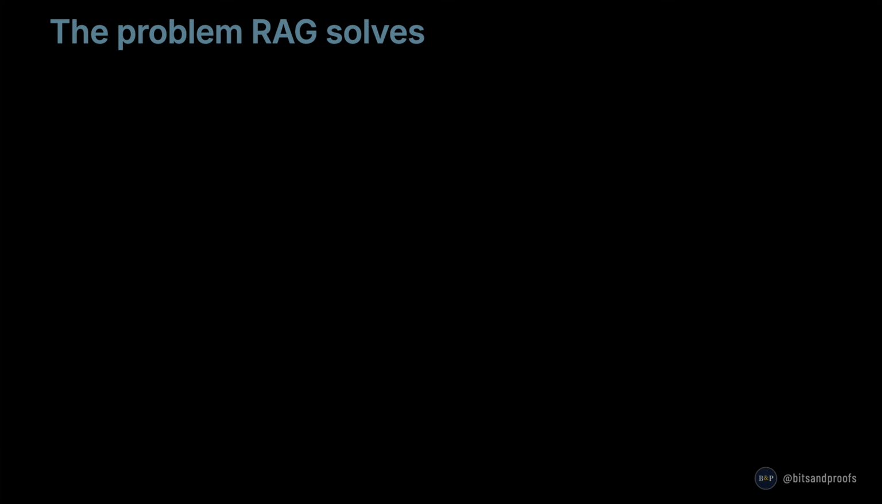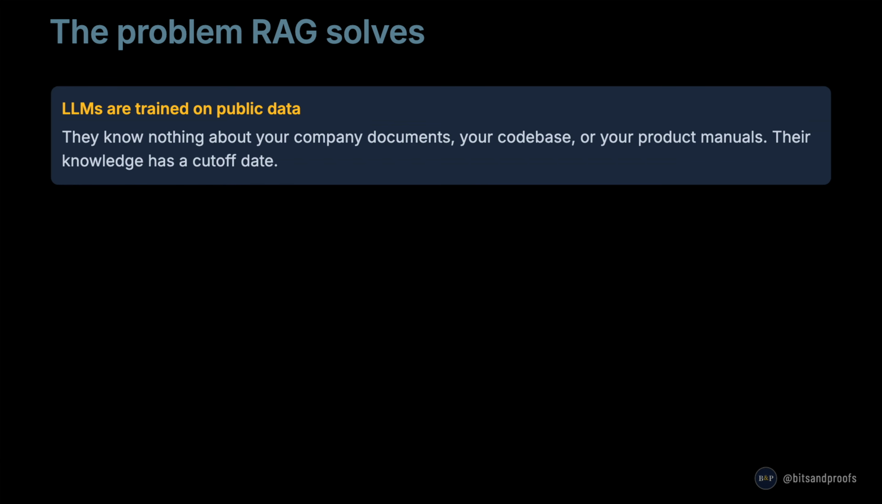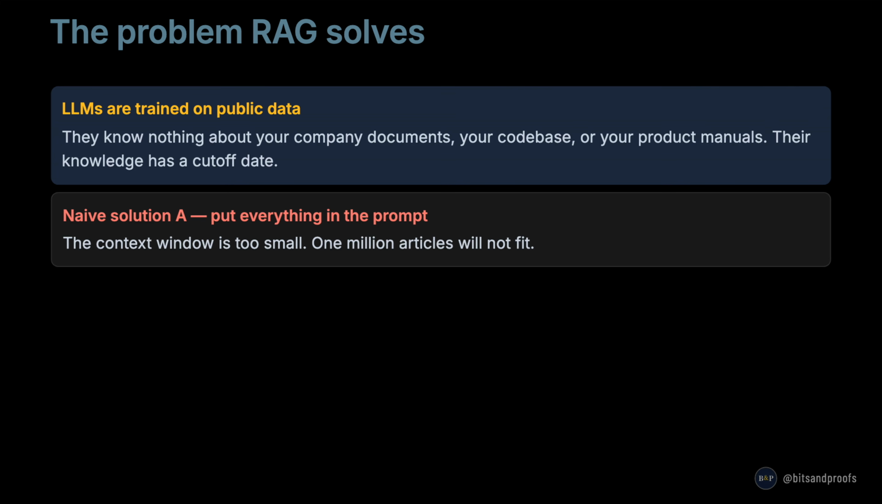So what problem does RAG actually solve? Language models are trained on public data up to a cutoff date. They know nothing about your company documents, your internal knowledge base, or your product manuals. One naive solution without RAG is to put everything into the prompt. Just copy and paste all your documents into ChatGPT or Gemini. But the context window is too small to fit all your documents and tokens. 1 million help articles will simply not fit.